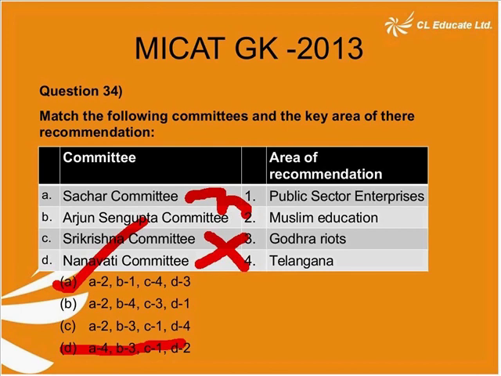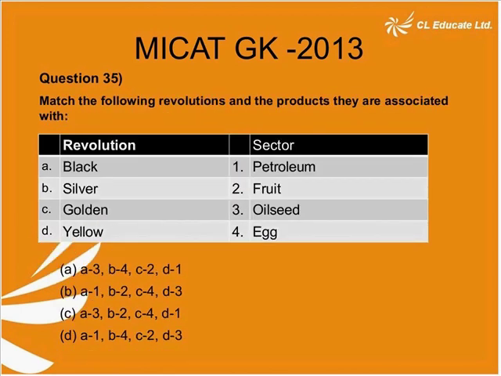Match the following revolutions and the products they are associated with. I know the white revolution is with milk, so it's not about that; all the other revolutions are here. Yellow with oilseed, is it? Black is with petroleum. So A1, D3 removes A and C. We are left with B and D. So which one seems like silver and which one golden? Silver with egg, yes, golden with fruits. So the correct answer is D.